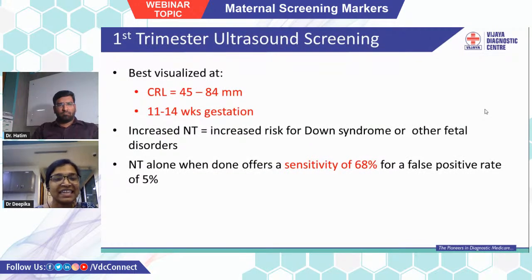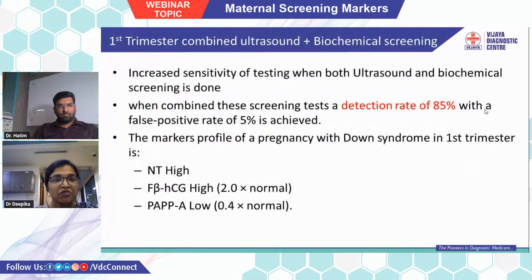So whenever there is increased NT, there is increased risk for Down syndrome or other fetal disorders. When NT alone is done, there is a sensitivity of up to 68%. But when we combine both biochemical and ultrasound screening, there will be increased sensitivity and the detection rate will be 85%. So below is an example of a pregnancy with Down syndrome in the first trimester, where there is increased NT, the free beta HCG is high and PAPP-A is low.